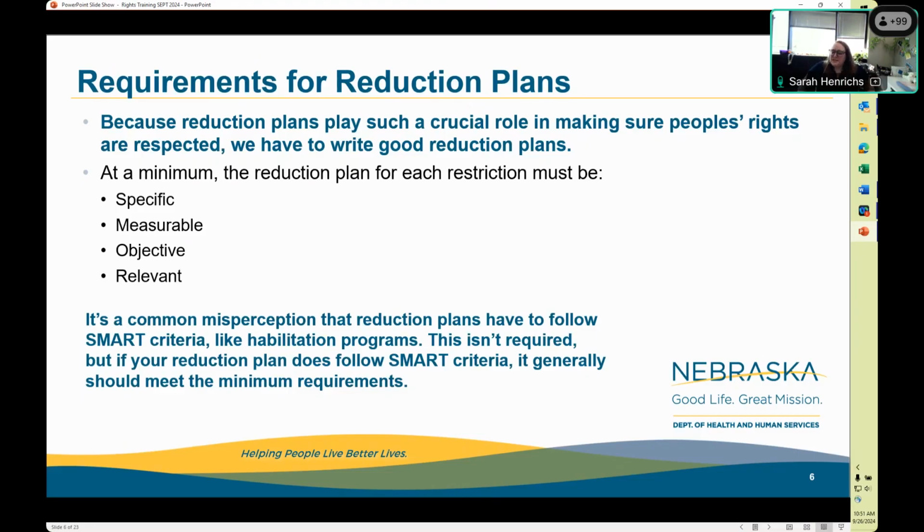And then the last piece is relevant. So even when it is specific, measurable, and objective, if it has nothing to do with the risk being mitigated, that is also a problem. So say there's a sharps restriction and the rationale for that restriction is the participant engages in physical aggression and has a history of using sharps as weapons, right?